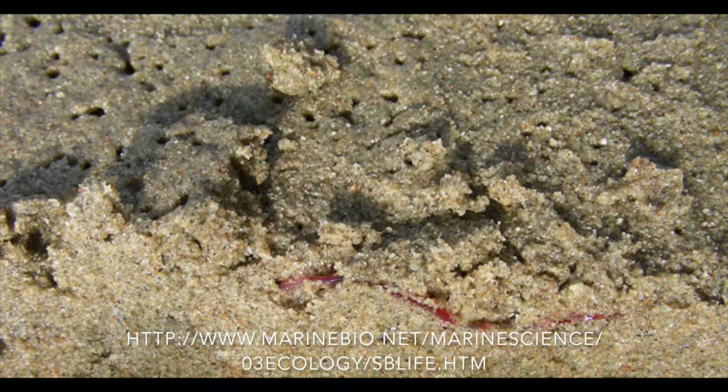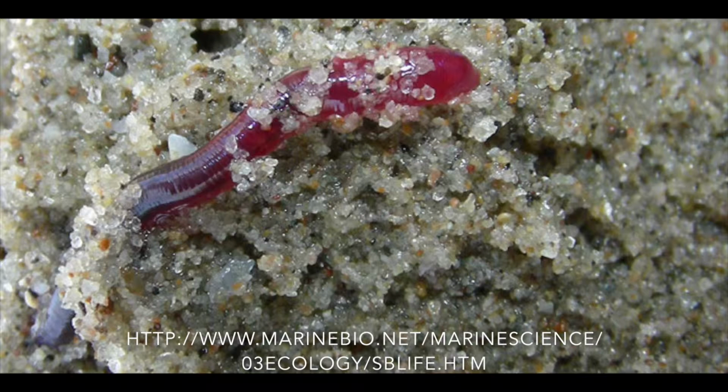Next up, the bloodworm. Bloodworms are one of the most abundant sandy beach animals. These bloodworms may occur in tremendous numbers in the mid-intertidal area of a sandy beach. They are called bloodworms because of the red color of their bodies.